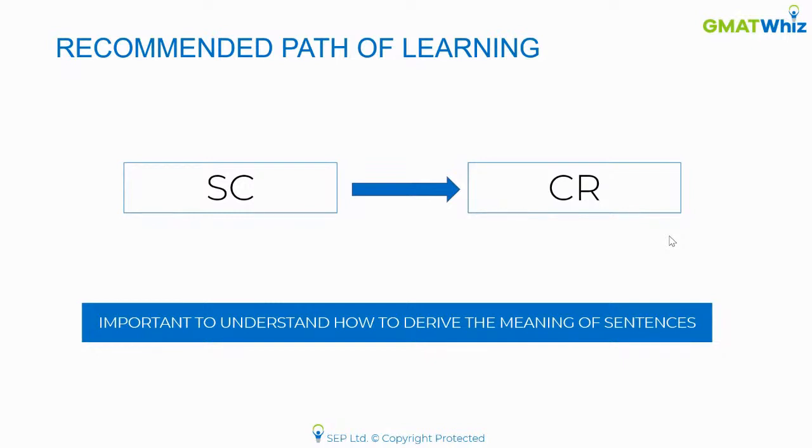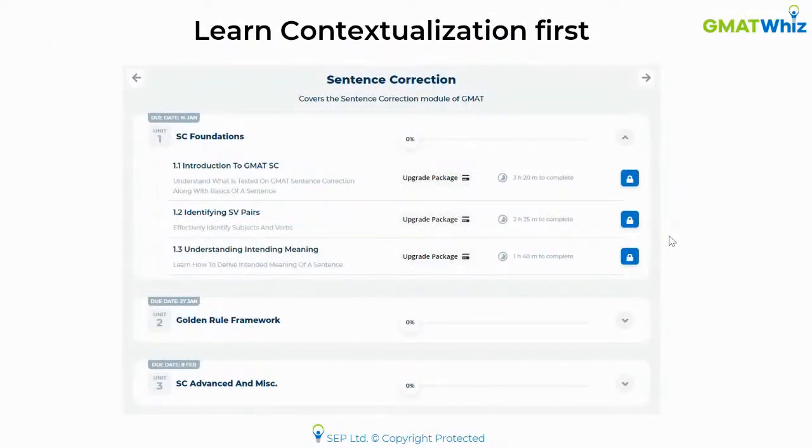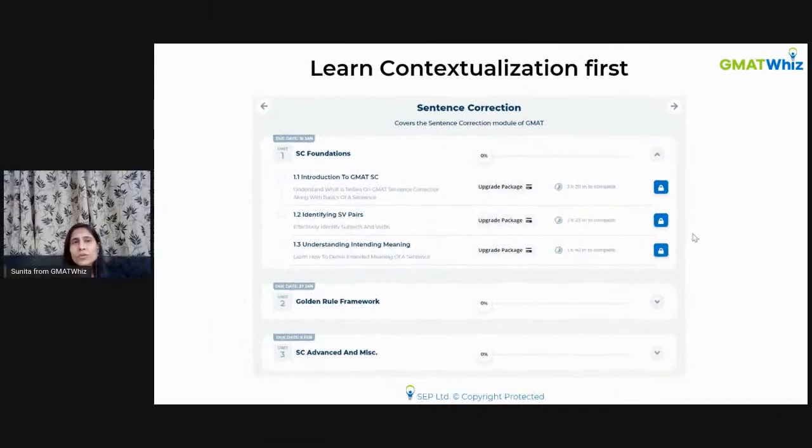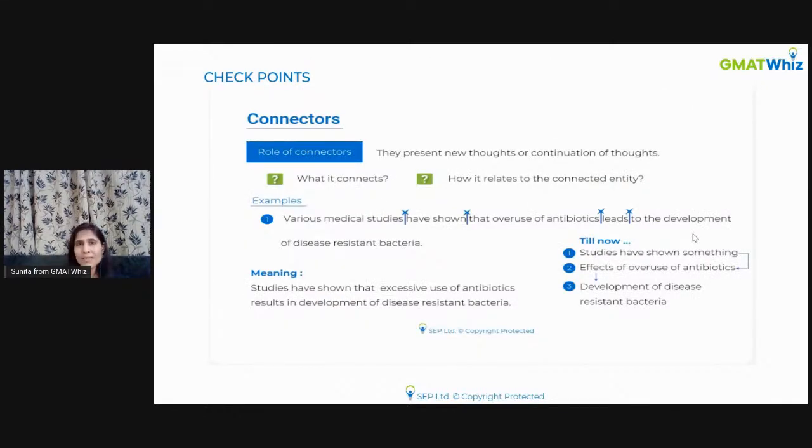And the skill that you learn here, how to derive the intended meaning of a sentence, and then how to relate back that meaning, you carry forward with you when you move to the CR section. So it is very important that you start your preparation with honing your sentence correction skills. In fact, if you look at our SC Foundation course, we teach you right from the beginning how to contextualize, how to break a sentence and read, how to understand the meaning of those portions. A GMAT Wiz student would know how and where to break a sentence and read. We have 4 checkpoints where you break the sentence and you read and understand the meaning of that sentence.